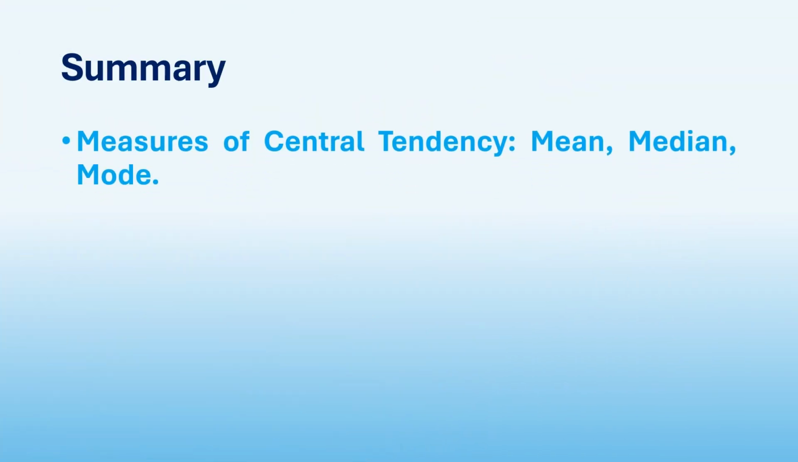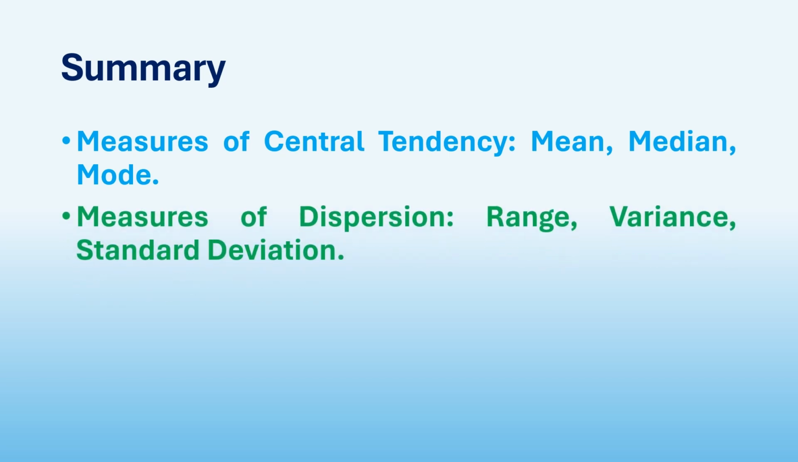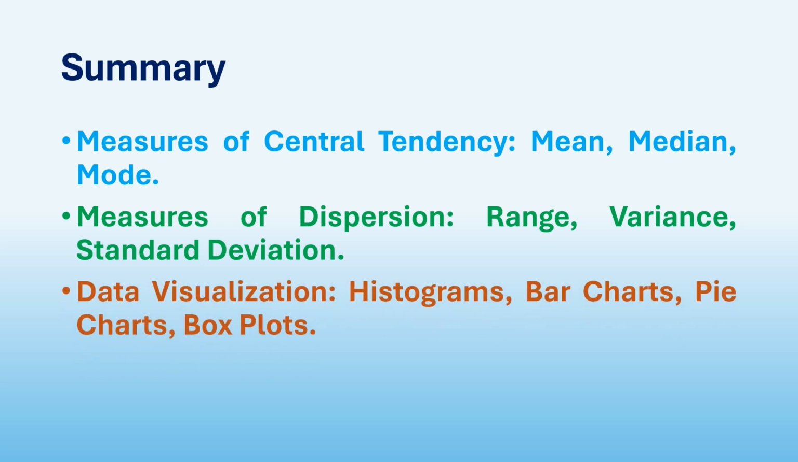To summarize, we covered the measures of central tendency, including the mean, median, and mode, as well as measures of dispersion such as the range, variance, and standard deviation. We also explored various data visualization techniques like histograms, bar charts, pie charts, and box plots.